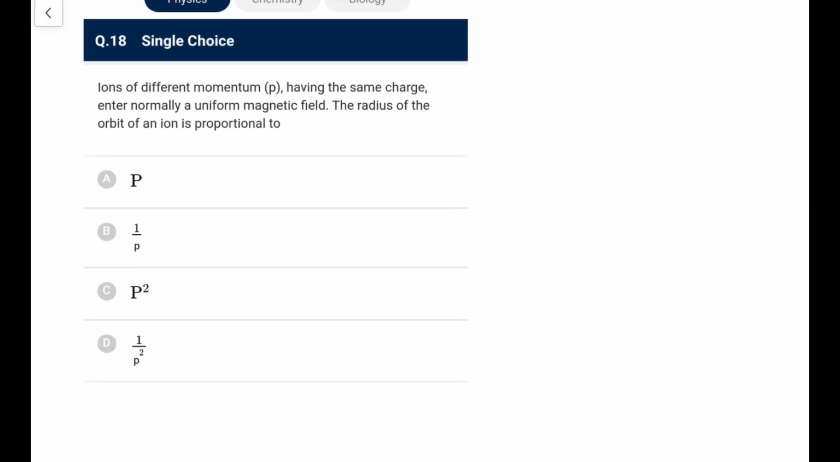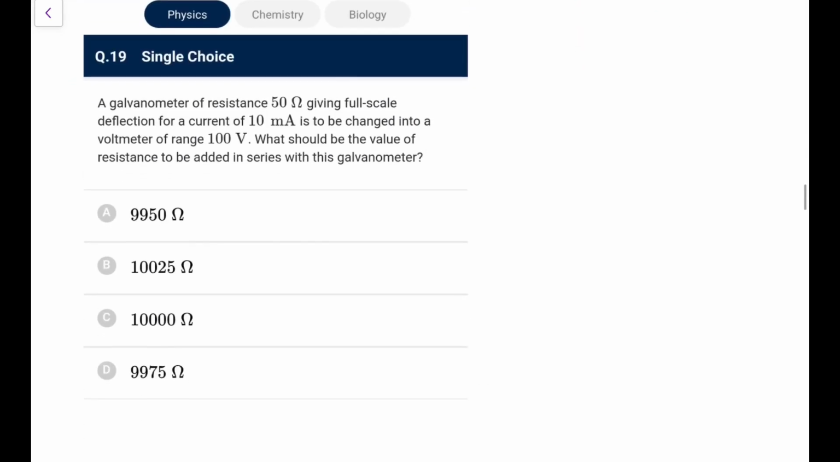Next, ions of different momentum P having the same charge enter normally into a uniform magnetic field. The radius of the orbit of an ion in a magnetic field with perpendicular entry is R equals mv by qB. So for ions of different momentum, R is P by qB. q is the same, P is different, so R is proportional to P, that is for sure. Again, that's an easy one. This is A.